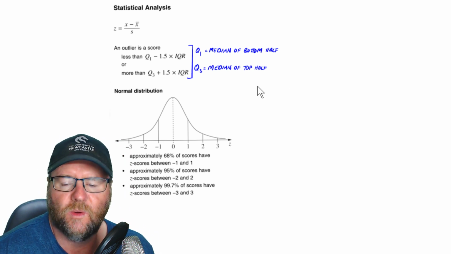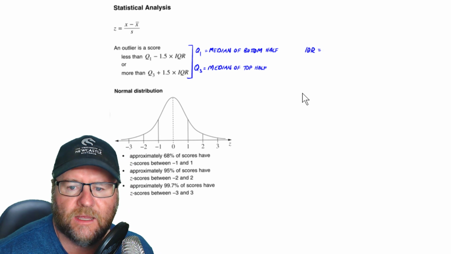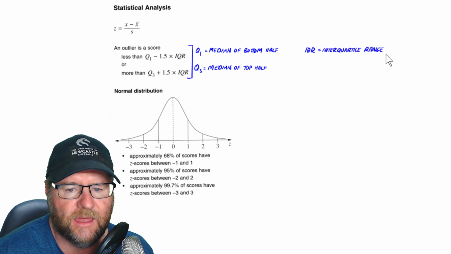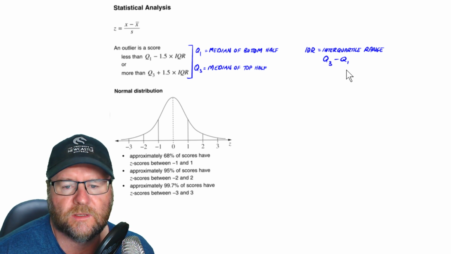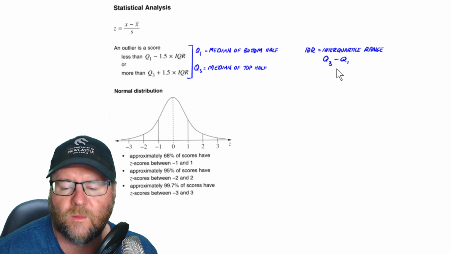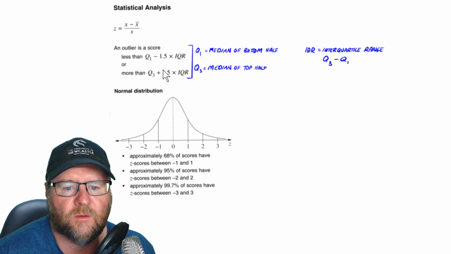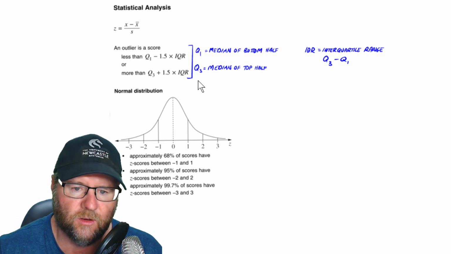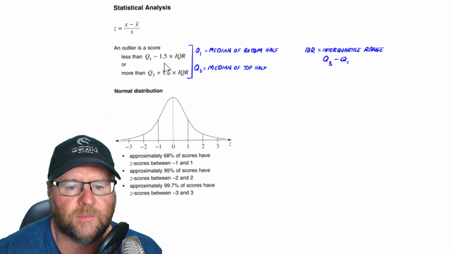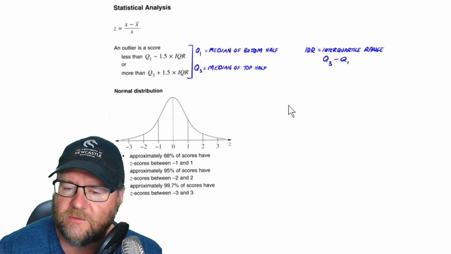And the IQR stands for our interquartile range. Now that is simply the distance between Q3 and Q1. So you can take Q3, take away Q1, and that will give you your interquartile range. And you could apply that test then to see if a value sits higher or lower than those guidelines to identify them as outliers.